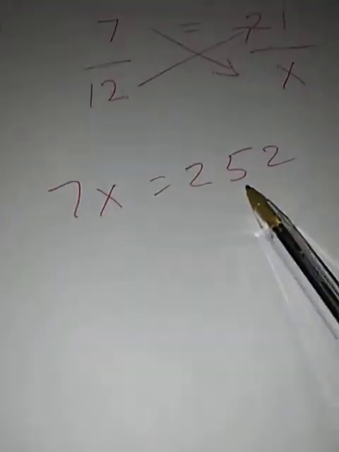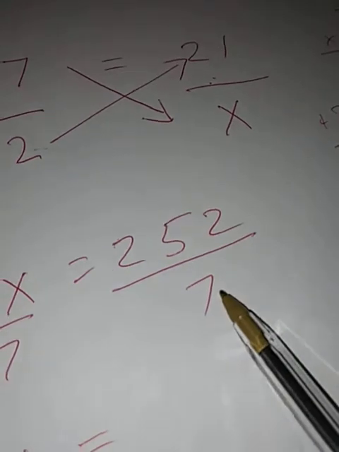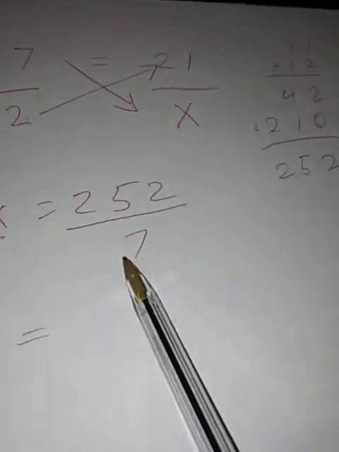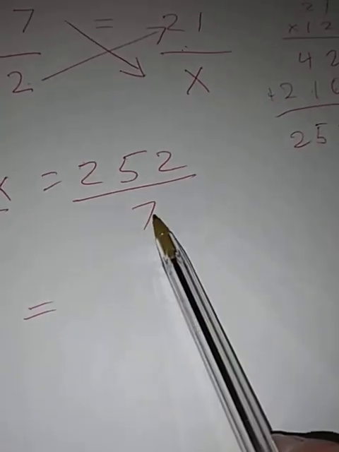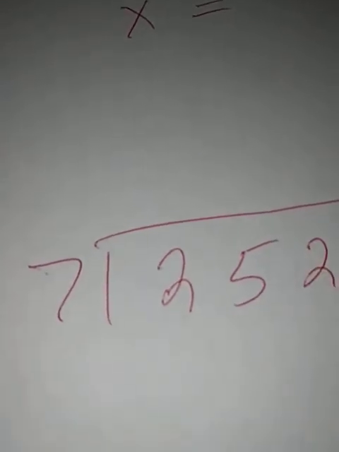So 7x equals 252. Okay, we have a one-step equation here, so we divide by 7, x equals 252 divided by 7. Remember, if you have this over this, that means 252 divided by 7. So 7 into 2 doesn't go, 7 into 25. Well, 3 times. 3 times 7 is 21. Subtract.